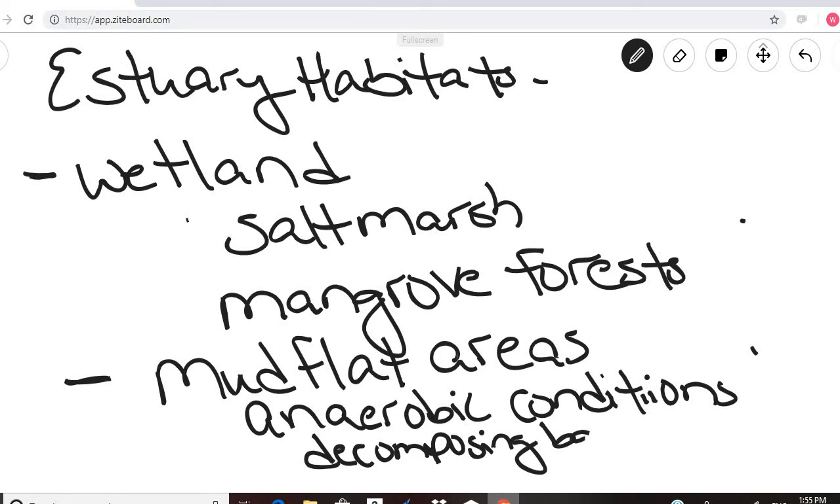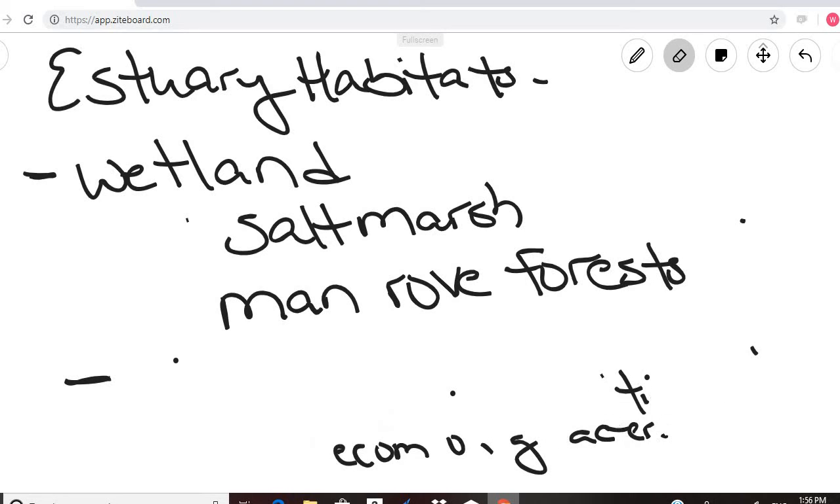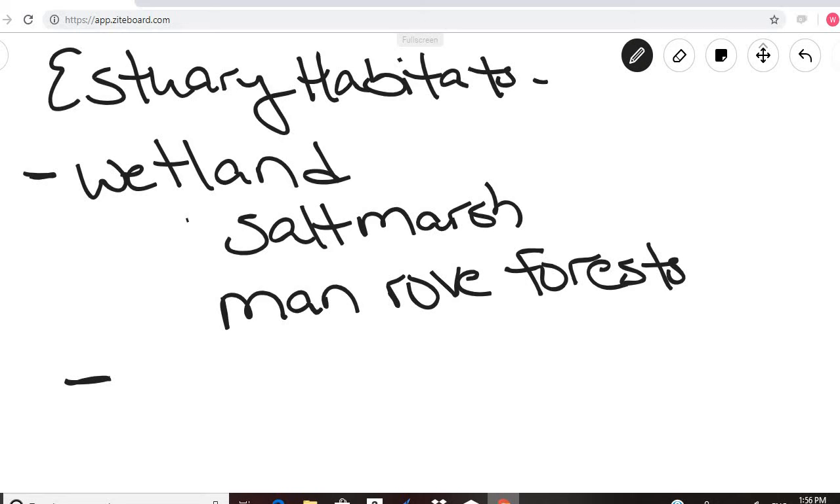And then also in a mudflat, you're going to get burrowing animals living here. So you will get organisms that are buried in the sediment. One thing about the mudflats is that there aren't a lot of species in the mudflat, but there are a lot of organisms.